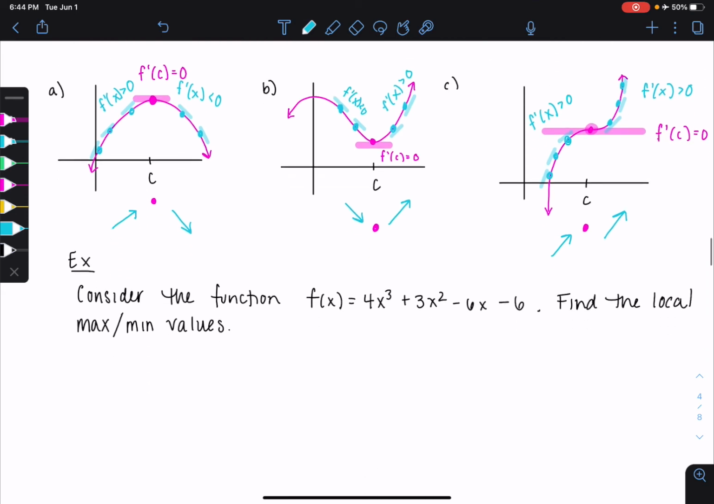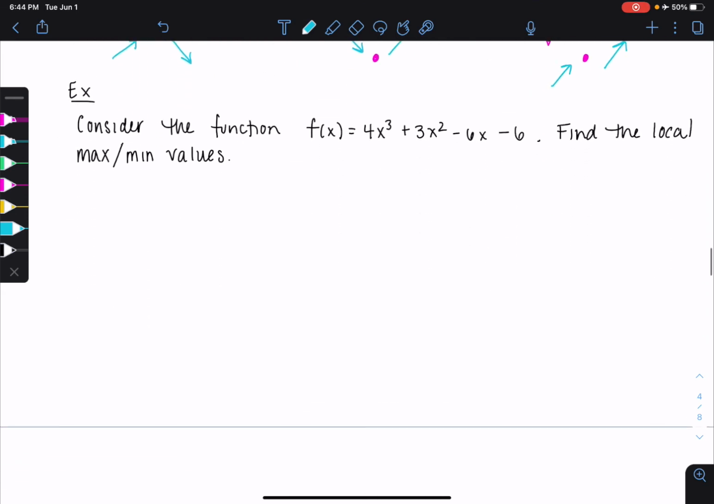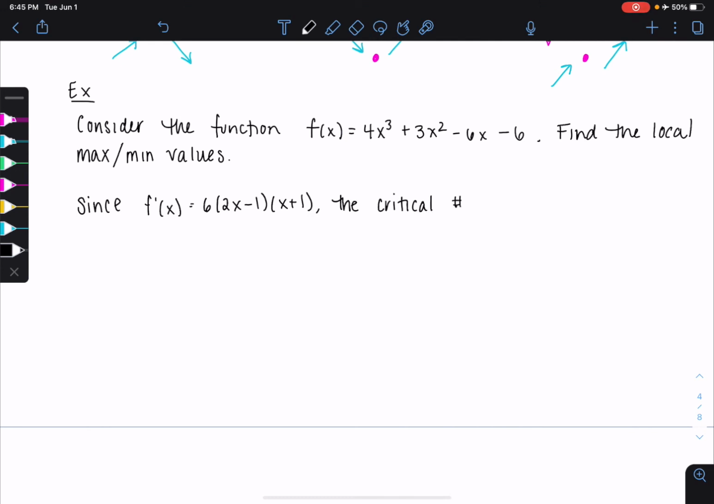So let's take a look at that last function we just did. We want to find the local max and min values. We've already gone through most of this process. Since that derivative was 6 times 2x minus 1 times x plus 1, the critical numbers are x equals 1/2 and -1.